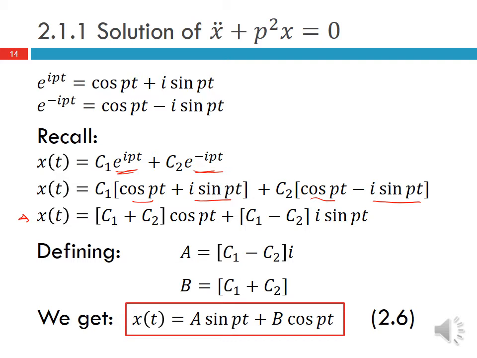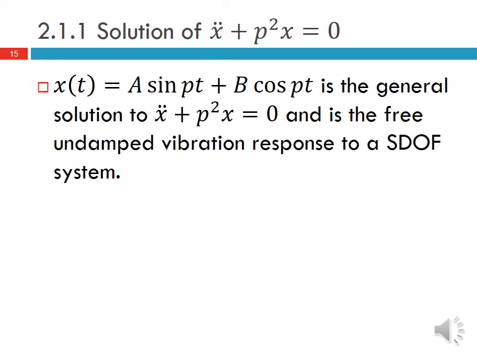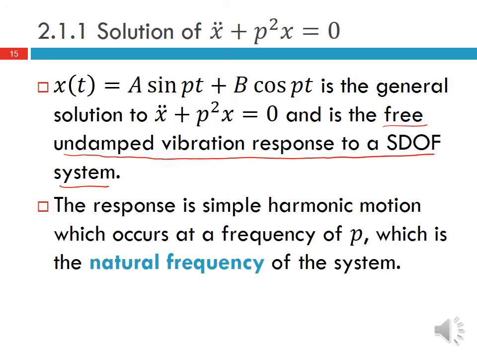And this is the standard form of the solution to this equation. It's the general solution to x double dot plus p squared x equals 0, and is the free undamped vibration response to a single degree of freedom system. We can see that the response is simple harmonic motion, which occurs at a frequency of p. So the frequency in the response here is p, which is the natural frequency of the system.